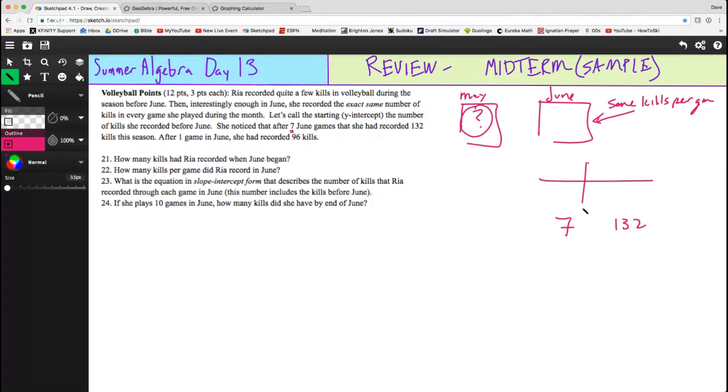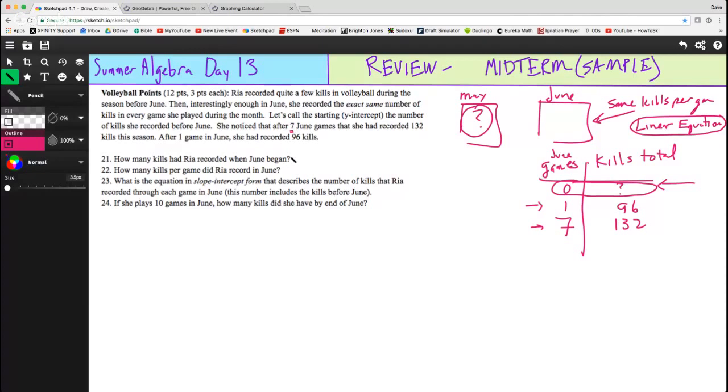So this is June games, and then the number of kills total. After one, she had 96. And after zero, we don't know this number, but this is our y-intercept. So the question is, how many kills did she have when June began? We have to figure out this number. We have 2 points though, and we know that she had a constant number of kills per game. So that tells us this is a linear equation.